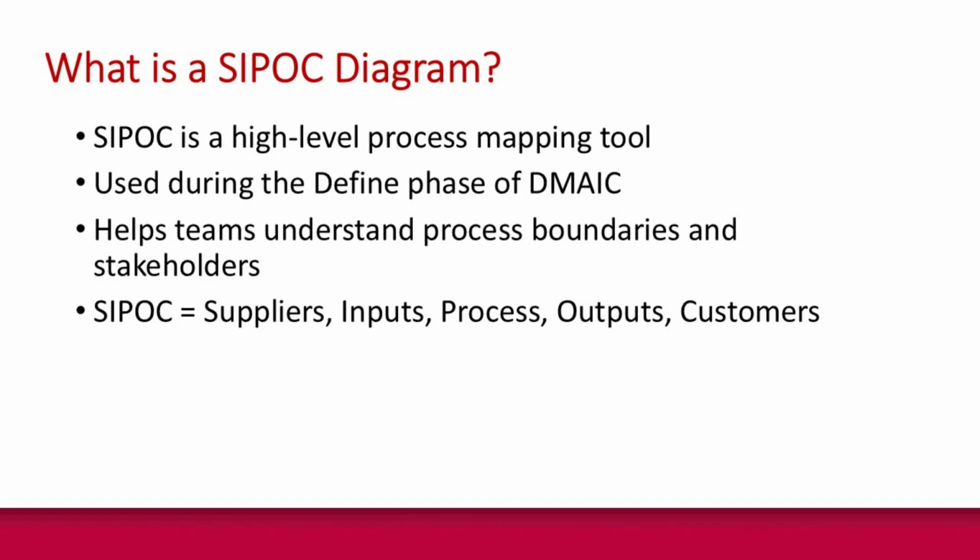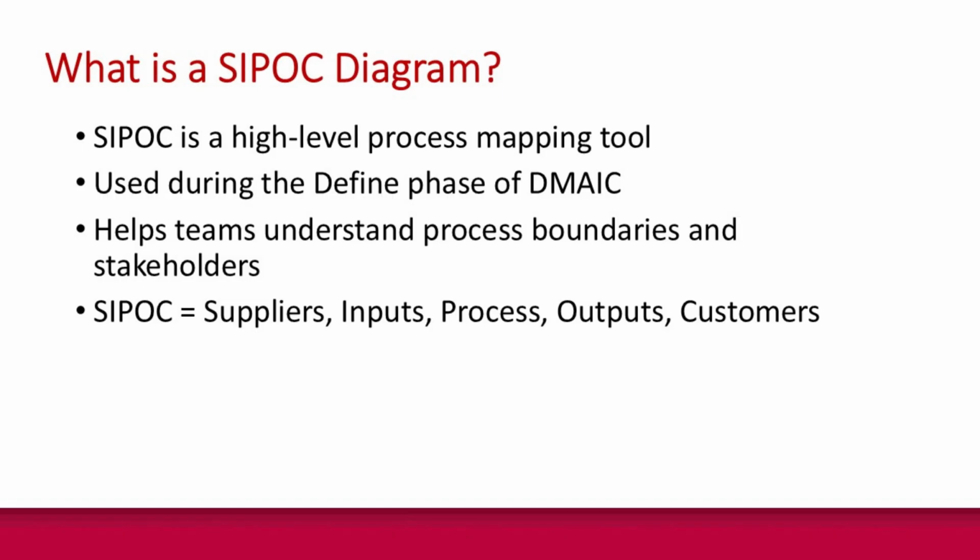Suppliers are the people, departments, or systems that provide something to the process. Inputs are the materials, information, or resources needed for the process to work. The process is the set of major steps that transform the inputs into outputs. Outputs are the products, services, or results produced by the process. Customers are the people or groups who receive those outputs.